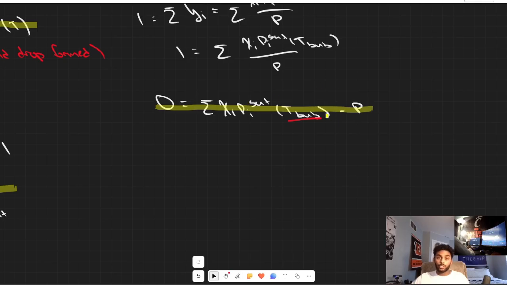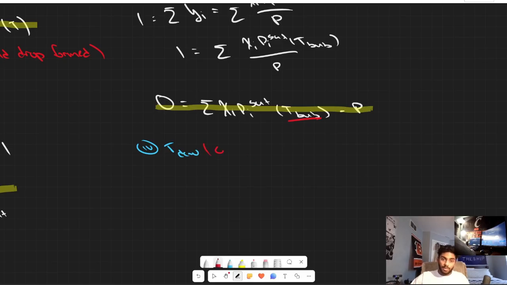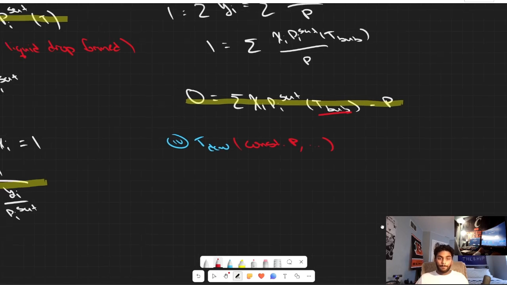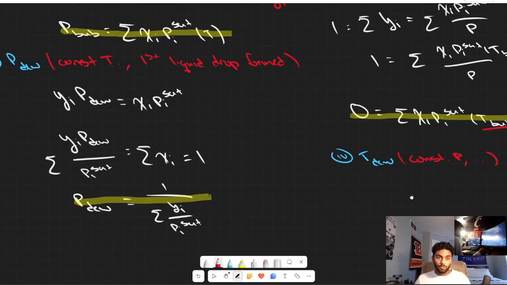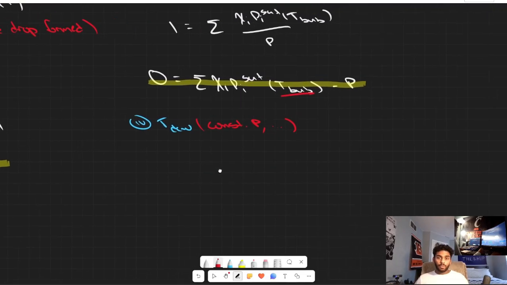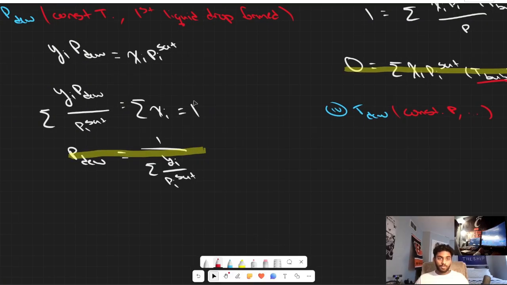Now the last thing that we're going to derive here is, of course, our dew temperature. Now this one is the same thing. We have a constant pressure, same conditions as for the dew pressure, which is the pressure at which the first liquid drop is formed. This is now going to be the temperature at which the first liquid drop is formed. And the way that we get there is kind of similar to how we got here.